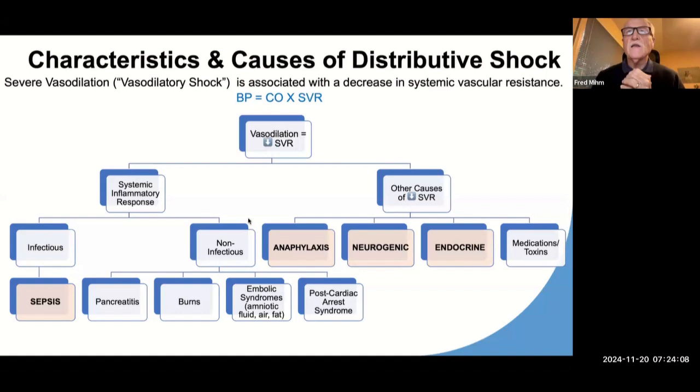And you're also on the right-hand side now for other causes of low SVR or vasodilatory shock. You can see anaphylaxis is one, neurogenic causes from severe brain injury or spinal shock, endocrine causes, you might see that from adrenal insufficiency or carcinoid crisis, maybe even a pheo crisis, and infarction, and other medications and toxins can cause this as well. So this is a good overview of what you should be thinking about when you discover someone with distributive shock, but your suspicion is that it's probably infectious.